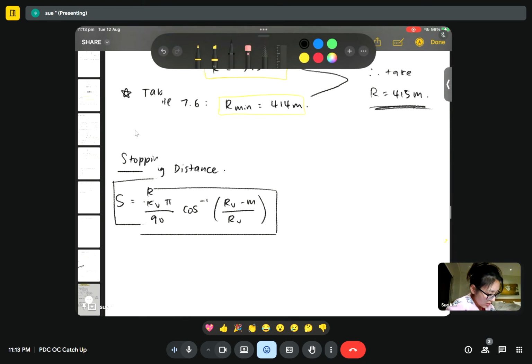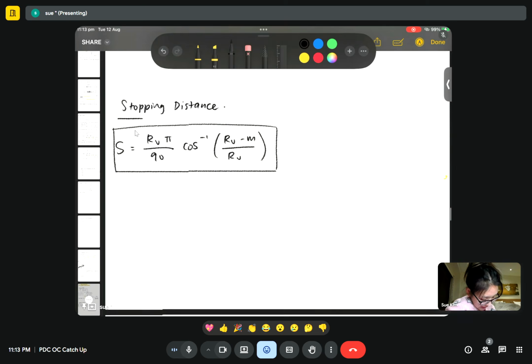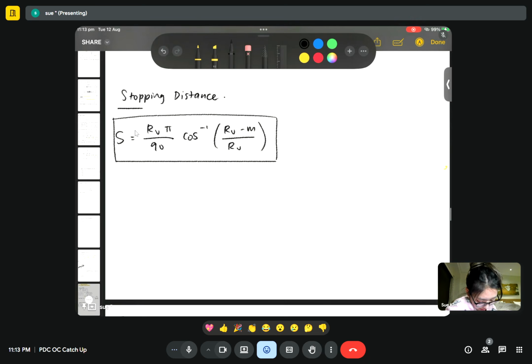Okay, so now that's my guess at the radius, and now I need to check if this radius is okay in terms of stopping distance. So I'm going to calculate stopping distance. And remember, stopping distance is how far you can see, basically, depending on your obstacle. So I'm going to draw a top view of this road. So it's curved like this.